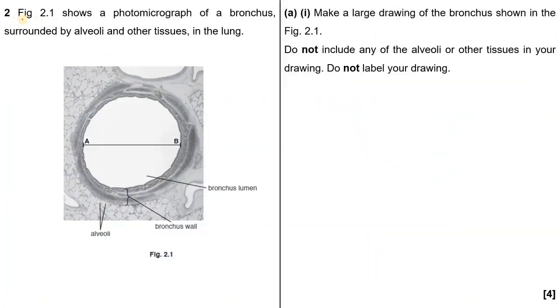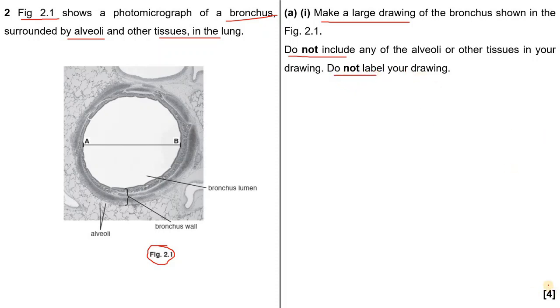Next, question number 2. Figure 2.1 shows a photomicrograph of a bronchus surrounded by alveoli and other tissues in the lungs. This is figure 2.1 which is shown to you. From this figure, you need to make a large drawing of the bronchus shown in figure 2.1 and do not include any of the alveoli or other tissues in your drawing.